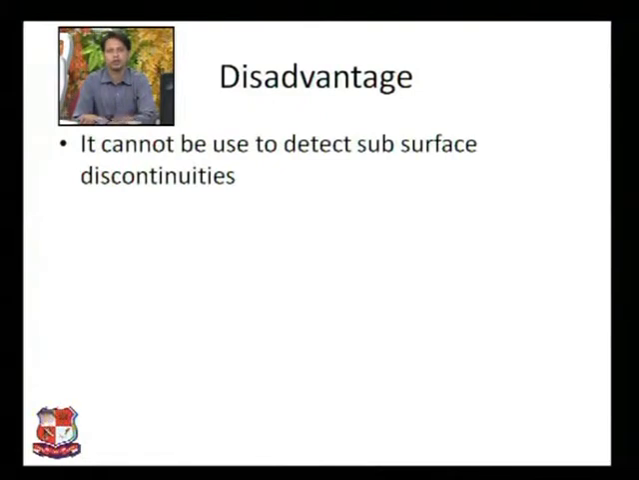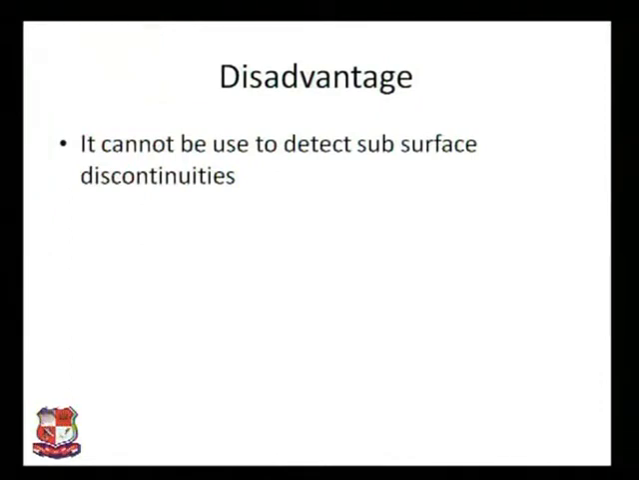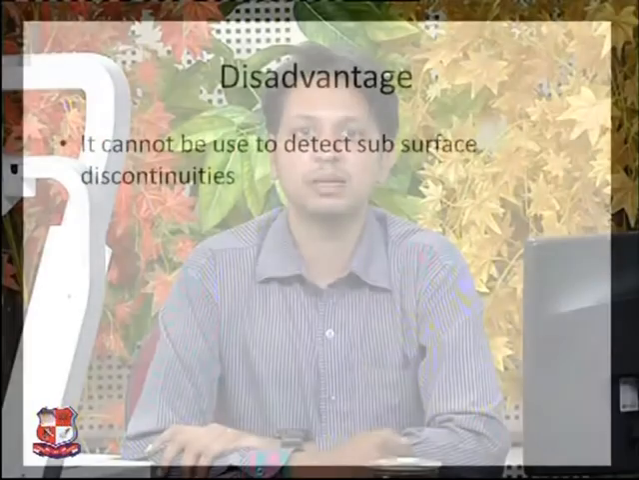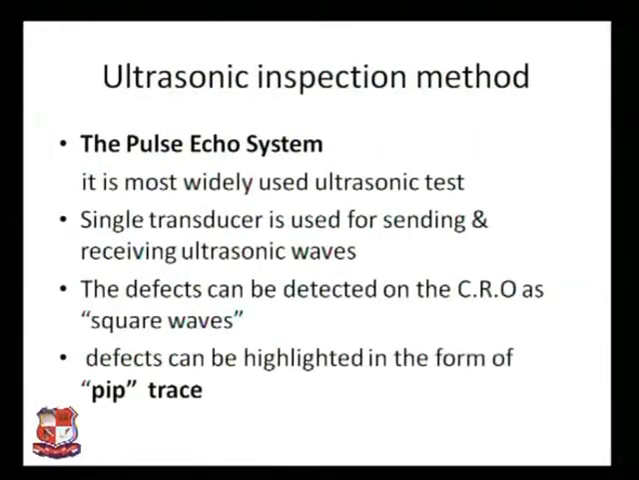Now we are going forward to another method of NDT, with the help of which we can test the material using ultrasonic waves by non-destruction. That is, no damage is caused while detecting the material. The first one, let us start with the ultrasonic inspection method.